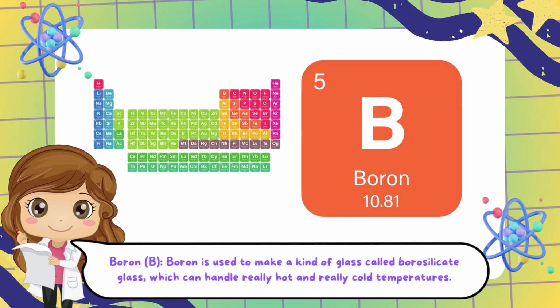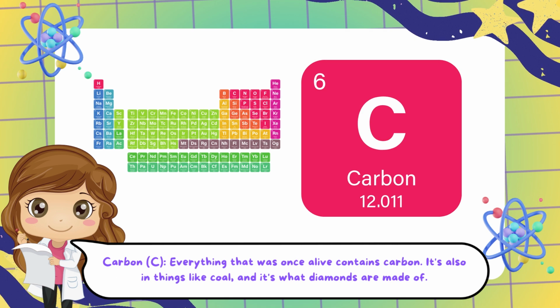Boron, B. Boron is used to make a kind of glass called borosilicate glass, which can handle really hot and really cold temperatures. Carbon, C. Everything that was once alive contains carbon. It's also in things like coal, and it's what diamonds are made of.